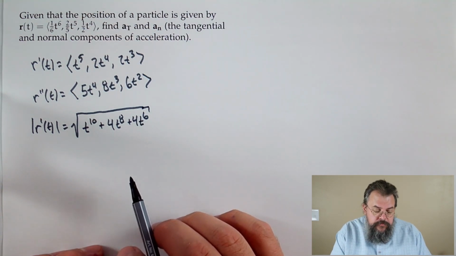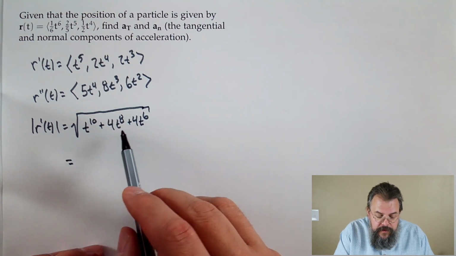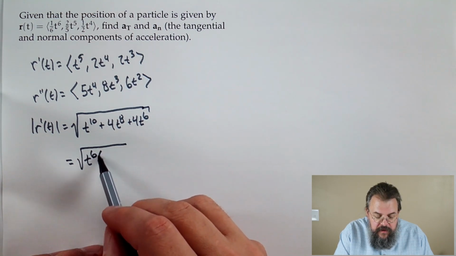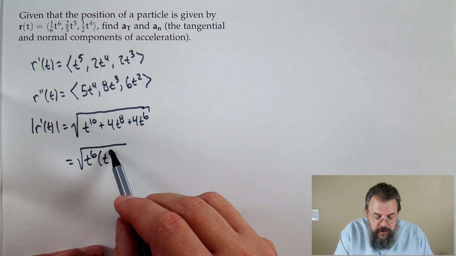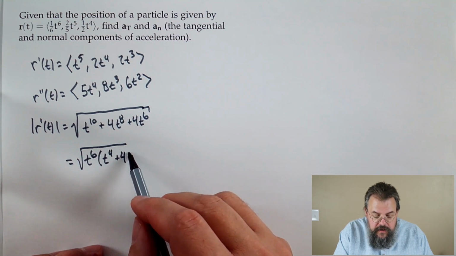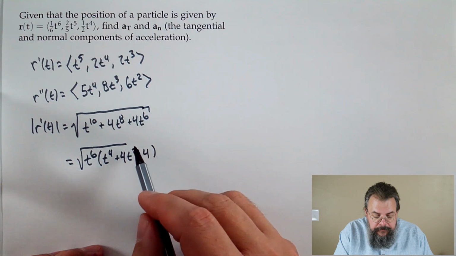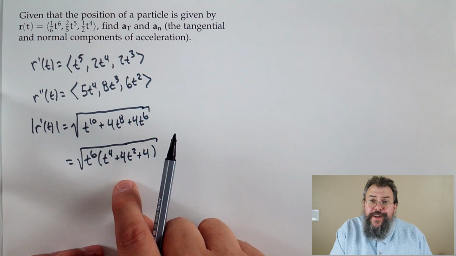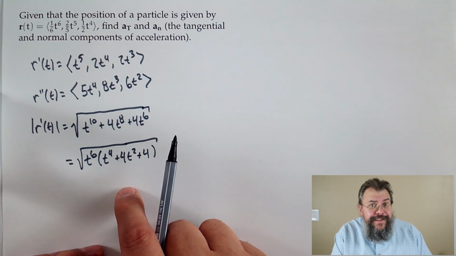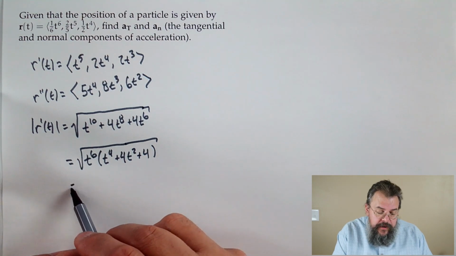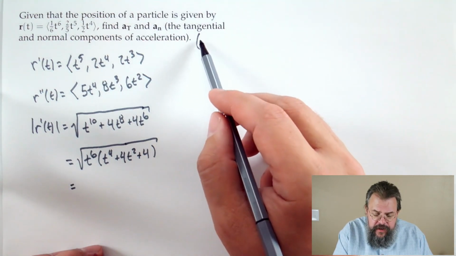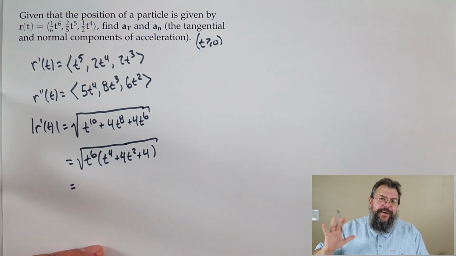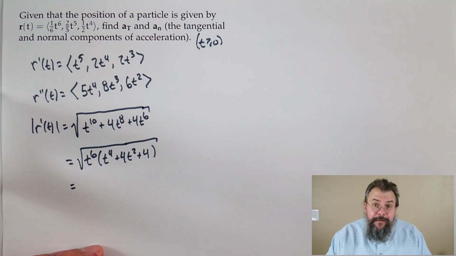Okay. All right. Well, what can we do? Well, we certainly can pull out a t to the 6th. So that's the square root of t to the 6th, then we have t to the 4th plus 4t squared plus 4. And I think, boy, it's not a quadratic. It's a quartic, 4th degree. Or is it? Well, it depends how you look at things. For simplicity, we'll assume t is greater than or equal to 0. I just don't want the headache right now of worrying about absolute value. Forget it. It's not worth it.